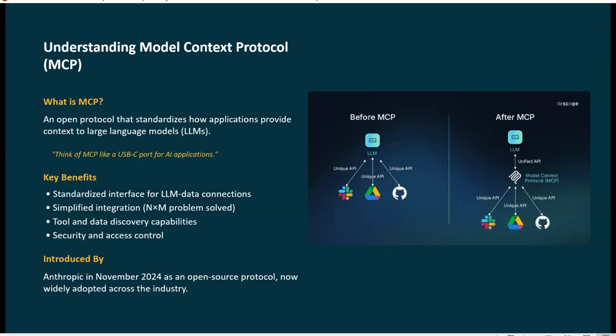The key benefits you get with MCP are a standardized interface for LLM data connections, and it simplifies the integration. We move away from the end-to-end problem to just one protocol, and we get built-in tool and data discovery capability. And critically, security and access control are part of the design. This was introduced by Anthropic in November 2024 as an open source protocol, and it's quickly being adopted across the industry.